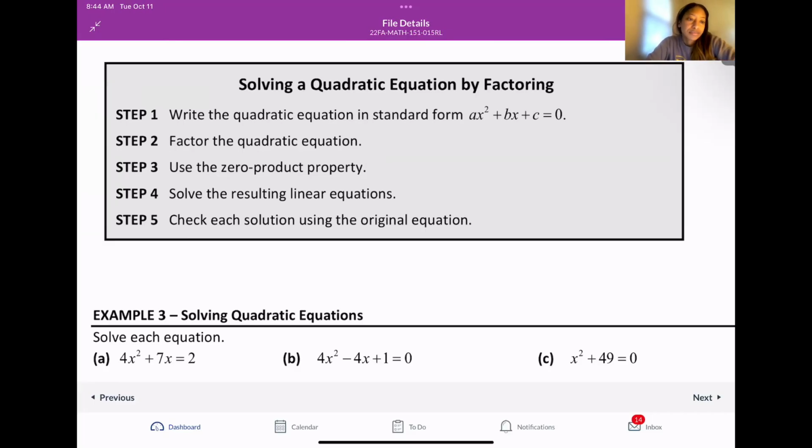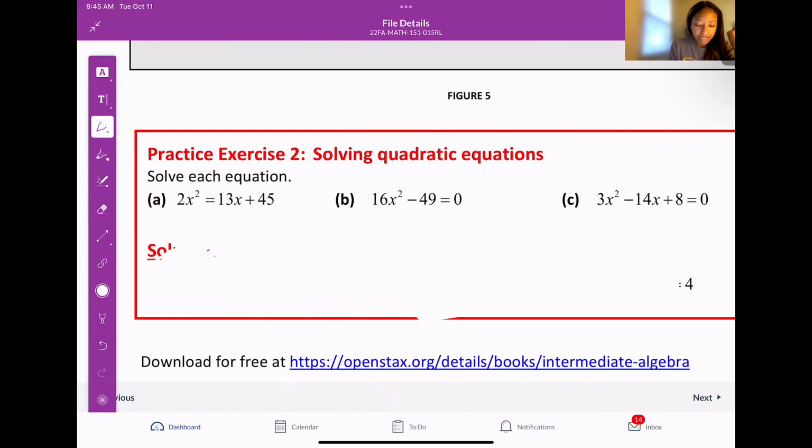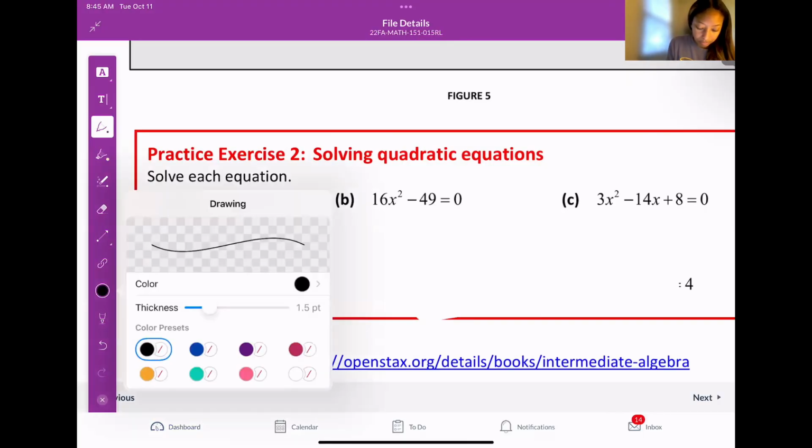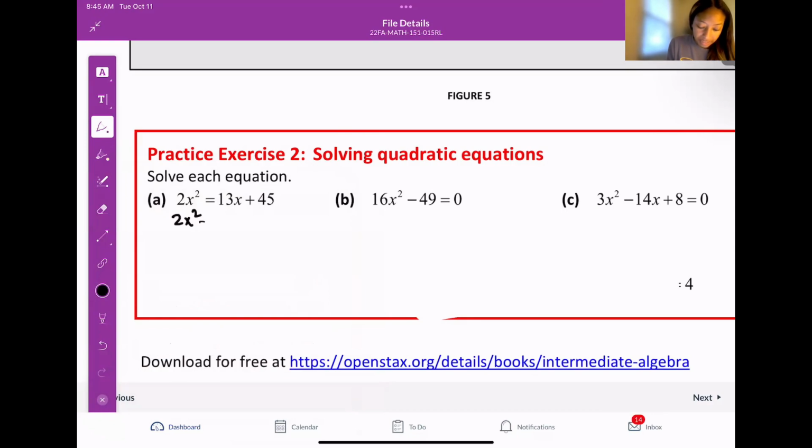and then check your answer. So for part A, it says we have 2x squared equals 13x plus 45. Right off the bat, you should recognize that this is not in standard form. Standard form means we have all of our terms on one side and 0 on the other side. Here we have our terms on both sides. To write this in standard form, I always like to keep my x squared term positive. So I'm going to subtract the 13x and subtract the 45 to the other side. That will then give us 2x squared minus 13x minus 45 equals 0.